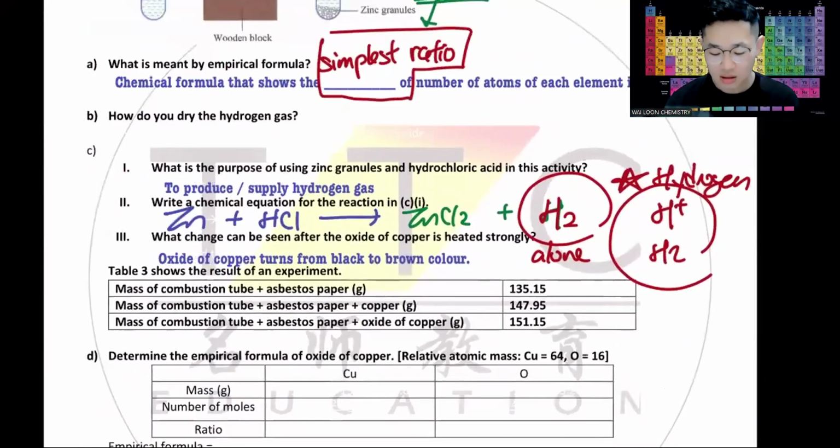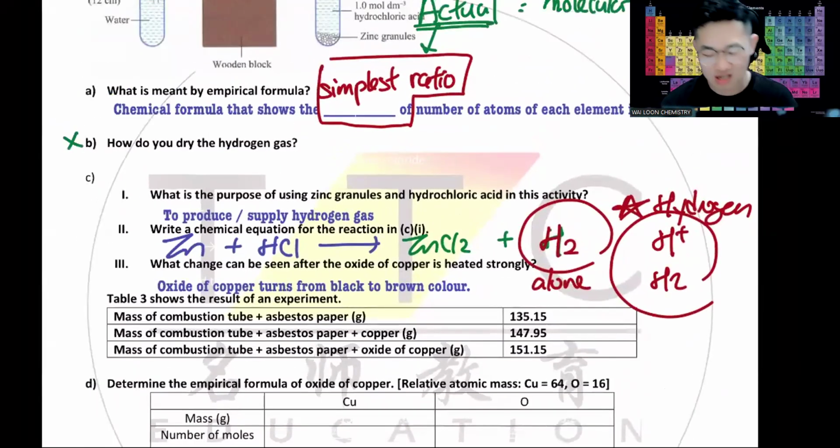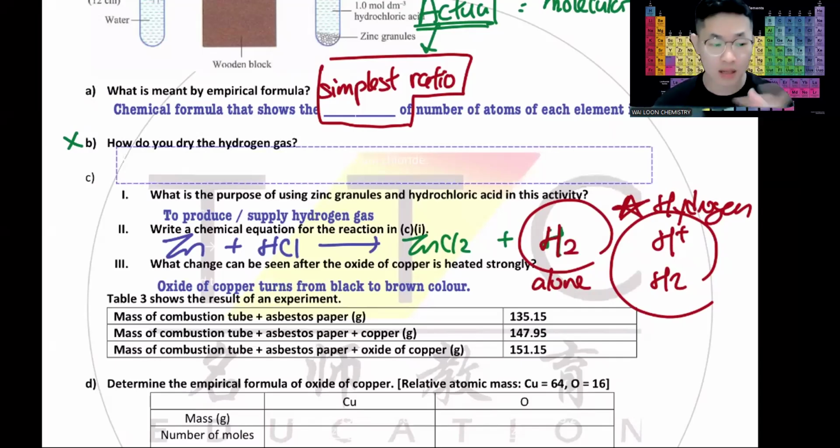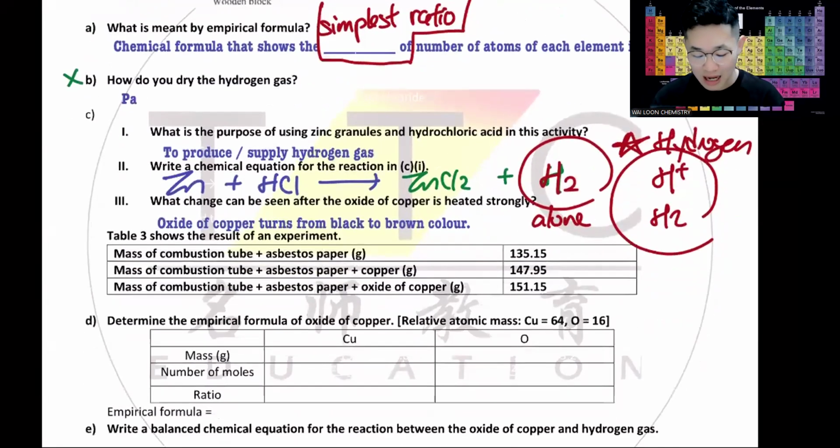This one is not a very important question, so I put a cross here. This one was only important in my generation last time. How to dry the hydrogen gas? Our older syllabus actually had one more extra step to dry the hydrogen gas, which is to pass the hydrogen gas over anhydrous calcium chloride.